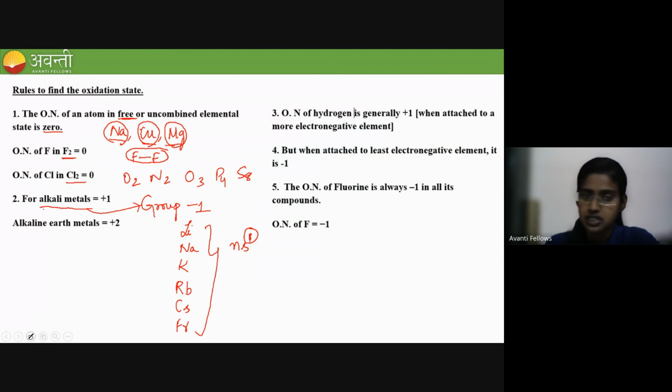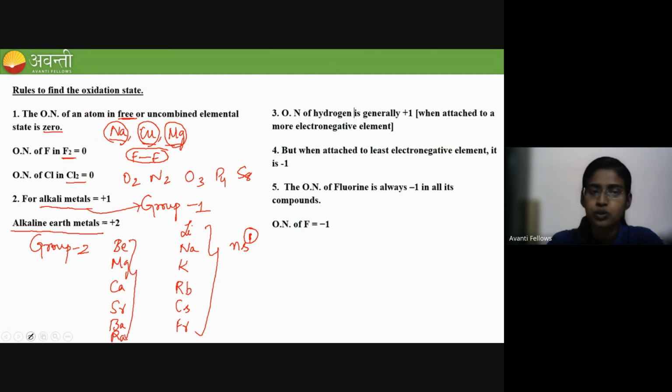And if you go for alkaline earth metals, they are group 2 elements. Who are group 2? Beryllium, magnesium, calcium, strontium, barium, and radium. So these elements are group 2. They will have 2 electrons in their outermost shell. So they will donate those 2 electrons and attain stability. So the 2 electrons are lost, and that's why the oxidation number attained by these alkaline earth metals is +2.